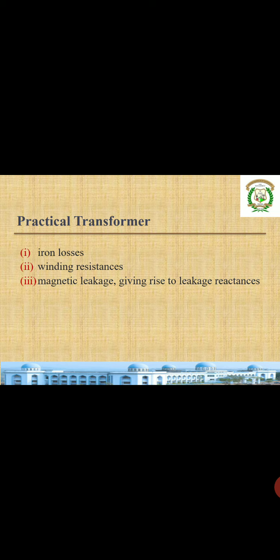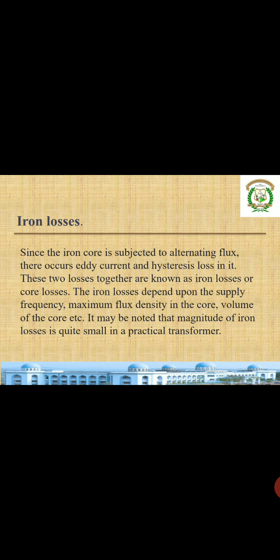Coming to the practical transformers. Fine. I think now you are comfortable with the ideal transformer, which does not have any iron losses, no winding resistance, no leakage reactance. Coming to the practical transformer, this is the actual transformer, which has iron losses, which has winding resistances, as well as, because of the magnetic leakage, it gives rise to a leakage reactance.